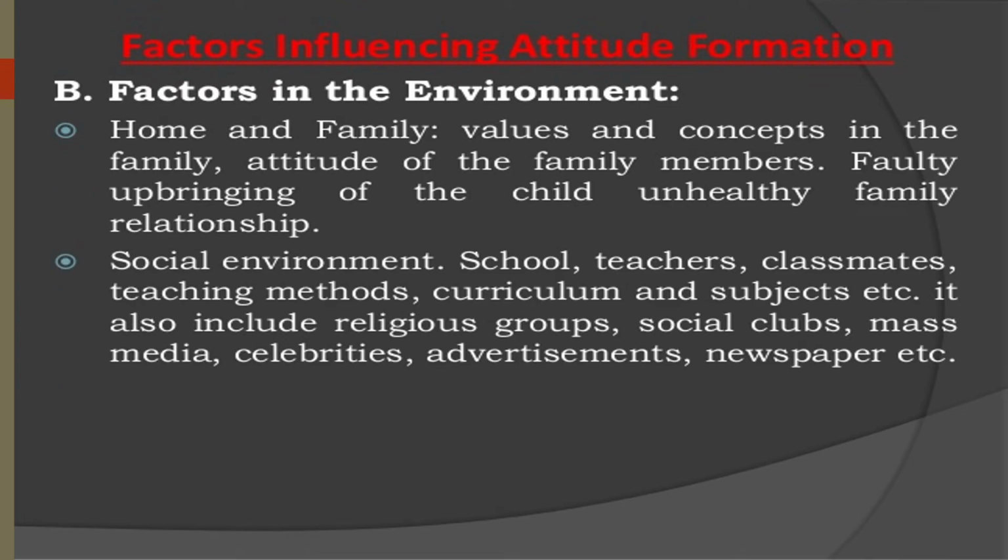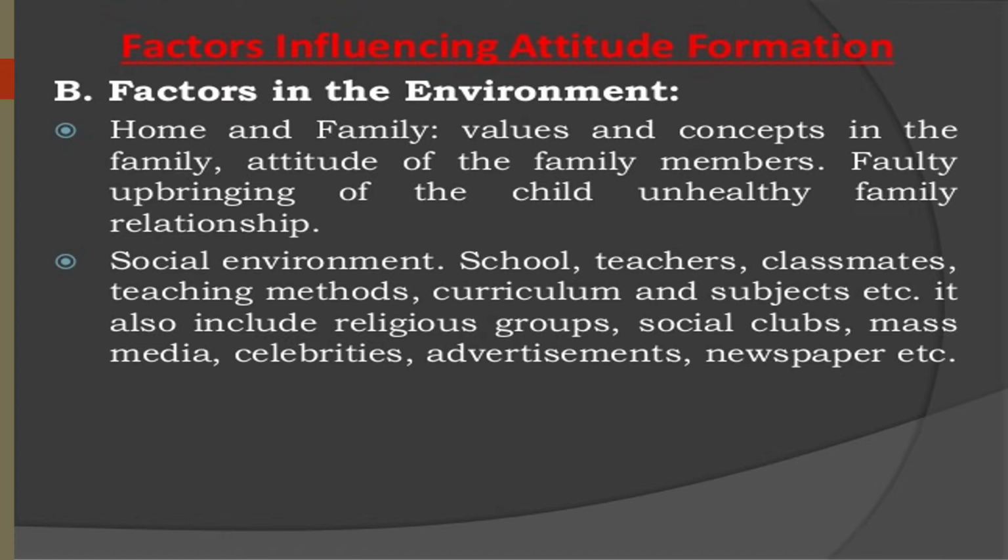Then the second point is factors in the environment. Environment means, first, home and family, and second, the social environment. In home and family, what kind of family it is, what norms the family has, the family values, the concept of the family, and the attitude of family members all come into the next generation. Faulty upbringing of the child or an unhealthy family relationship, for example between father and mother, will affect the child, because family and home are an environmental factor in the child's attitude formation.